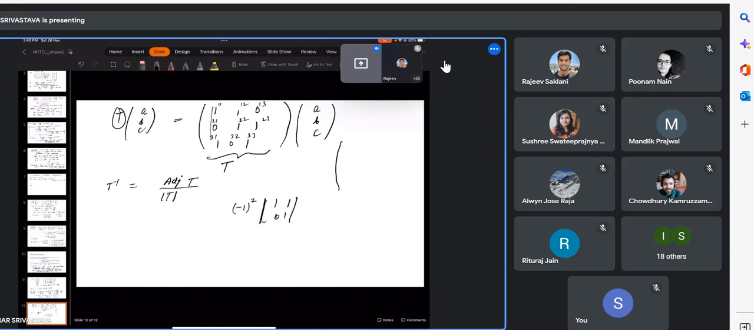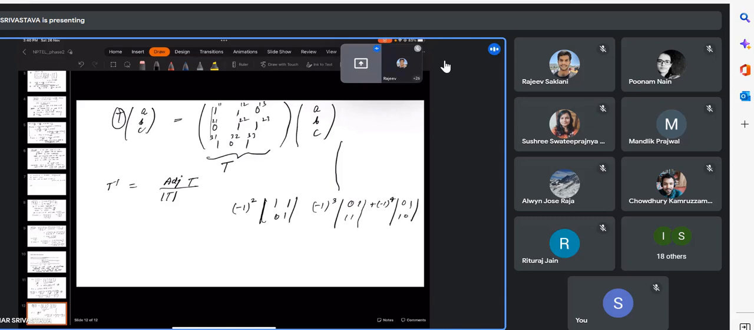So what you'll get is minus 1 to the power 1 plus 2, 3. Cofactor will be 0, 1, 1, 1. And similarly, minus 1 to the power 4. Cofactor will be 0, 1, 1, 0.